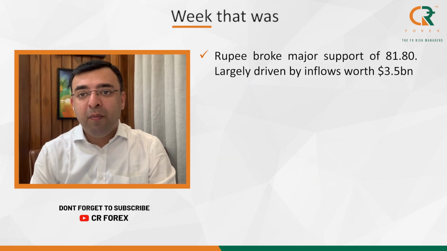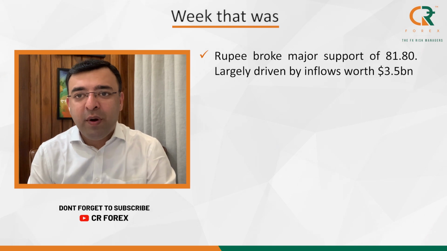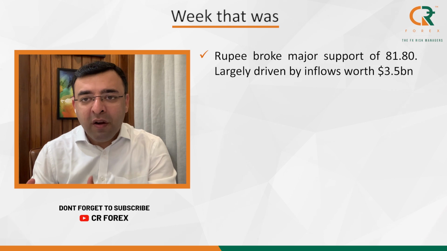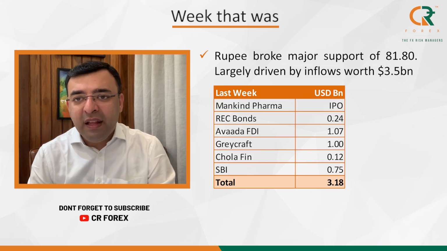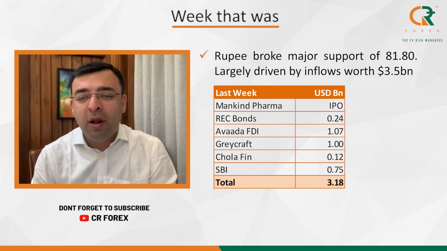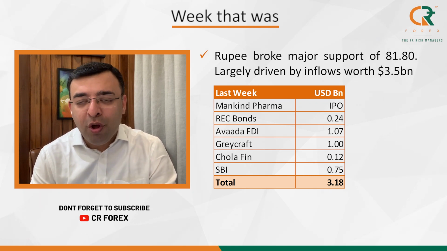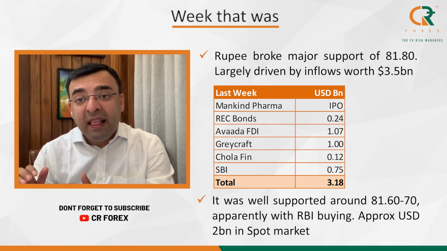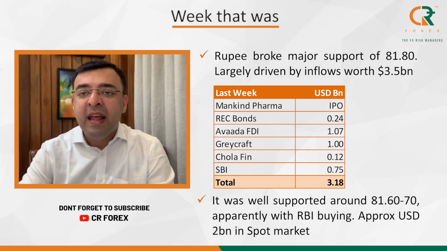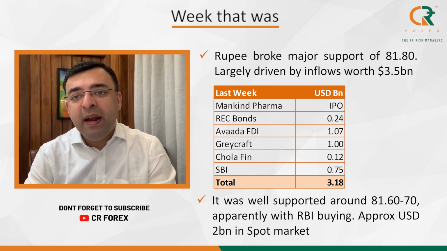Last week the Rupee broke an important support of 81.80 and moved towards 81.60, mainly because of corporate inflows. If you see the chart, a lot of corporates have raised bonds close to $3.5 billion. But the important point to note was that the RBI intervened at 81.60, and because of which on the same day, Thursday, the pair moved towards the 81.80 level.